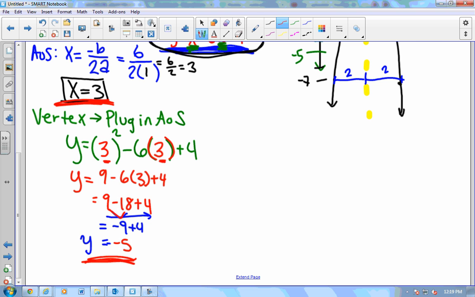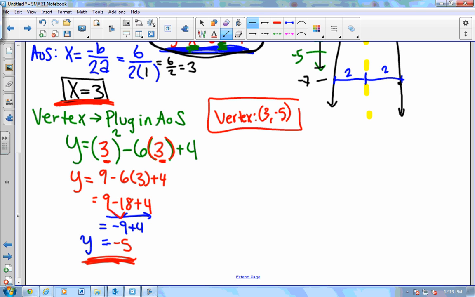So the vertex, here is the y value, here is the x value. Can we make a point out of those? If we have a y and we have an x, is that a point? Yes. So our vertex then is 3, negative 5.